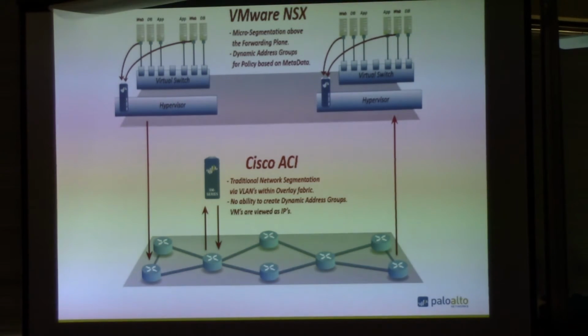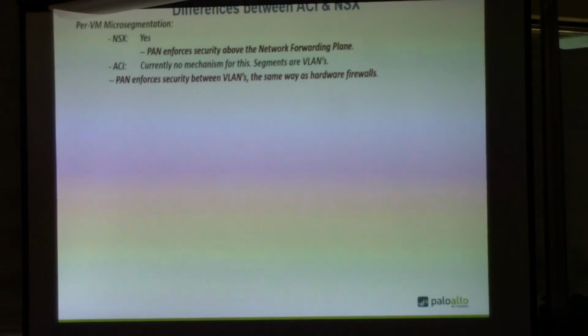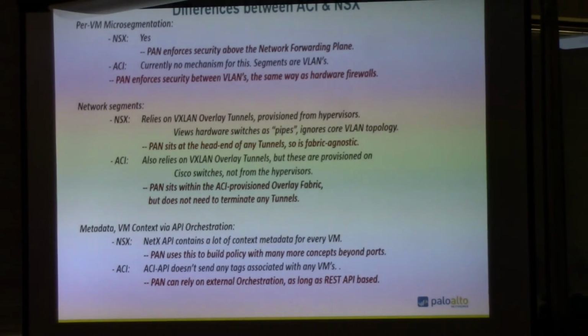The benefit of Cisco is port distribution, at least from the way I see it. It's a really good way to be able to push out ports and configure ports automatically, which is what ACI excels at. So you don't have the ability to create these dynamic address groups because everything's just an IP address, because that's the way Cisco hands that information off. There's more differences in a further breakdown. So microsegmentation, yes, NSX supports it. No, with ACI it's only supported at the VLAN, which is what a physical hardware firewall is.